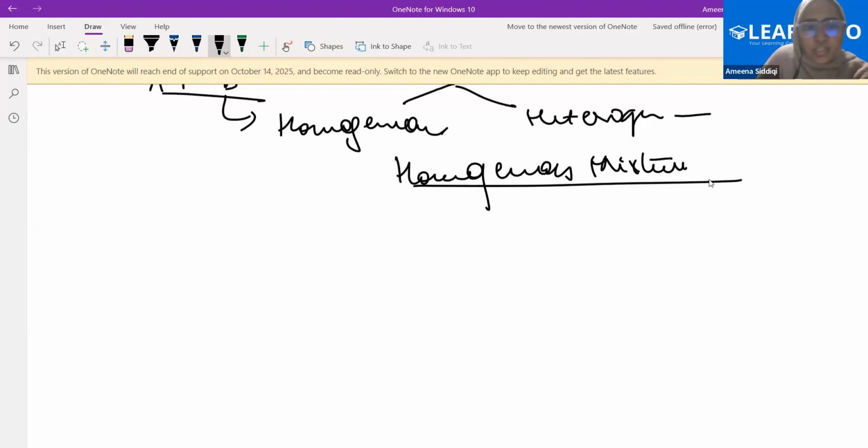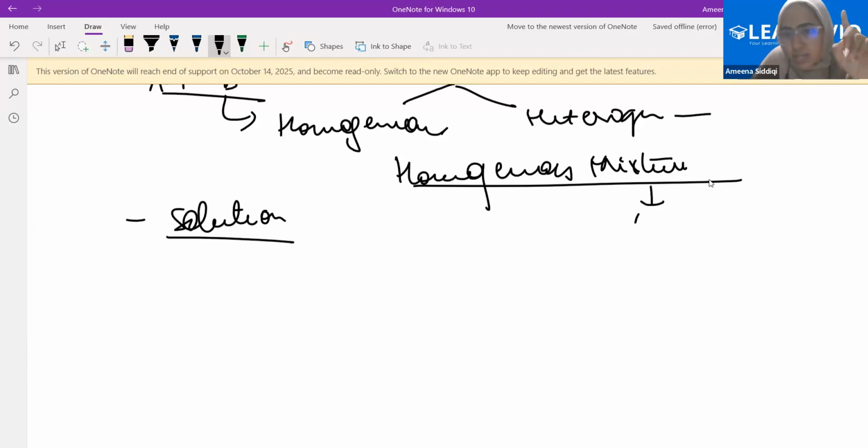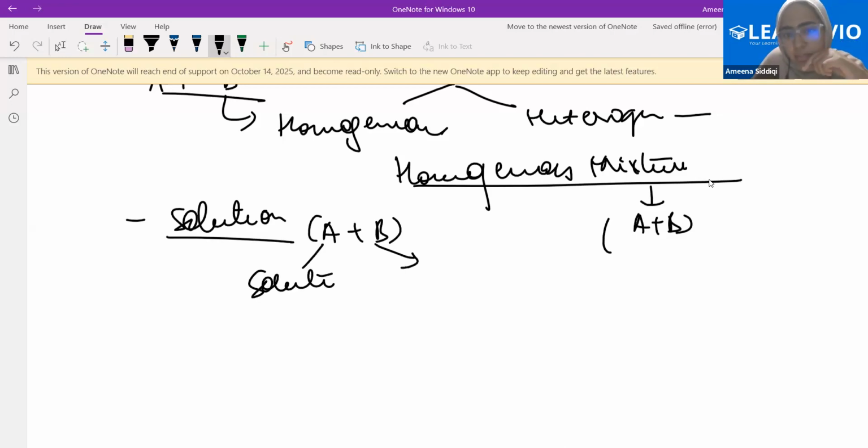Homogeneous. See, homogeneous mixture is referred to as a solution. A solution, see, when we are saying a mixture, we say we are having two components. We are just considering the mixture which is having two pure substances. So in case of solution also, there will be two pure substances, A and B. One will be the solute and the other will be the solvent. The two components of a solution are referred to as solute and solvent.